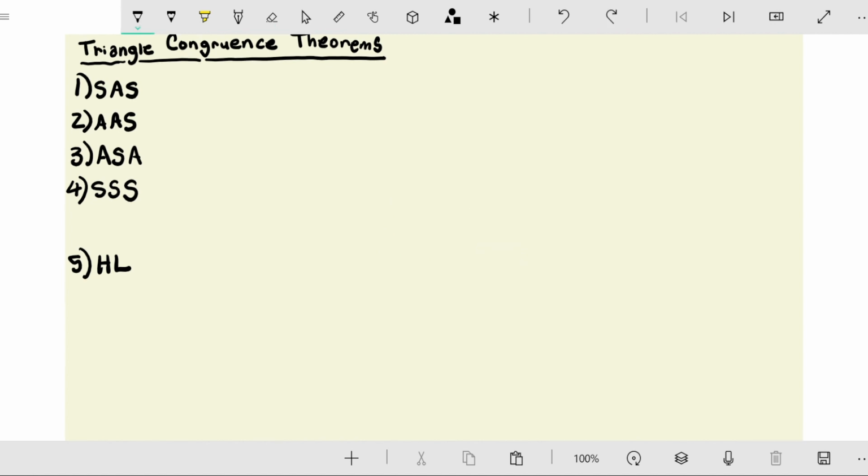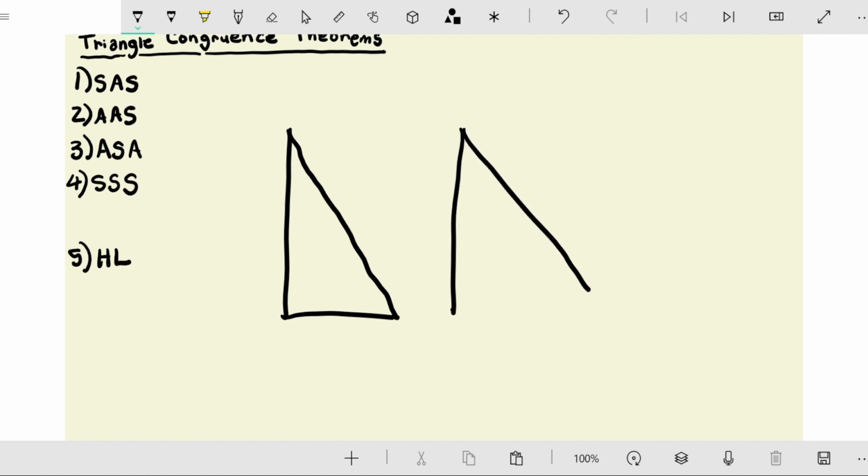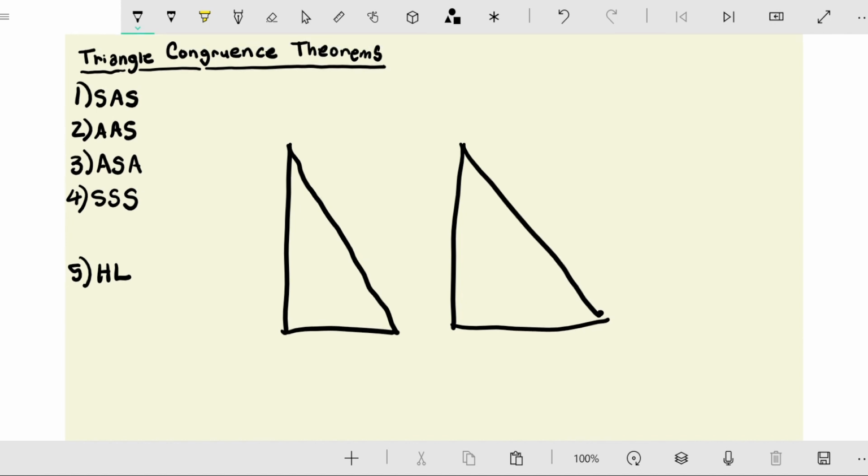Okay guys, now let's prove HL. So HL, remember, only applies to right triangles. So let's draw 2 right triangles. That's our first one, and that's our second one. Basically, HL means hypotenuse and leg. That's what it stands for.